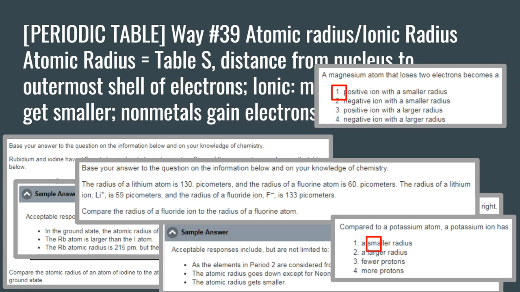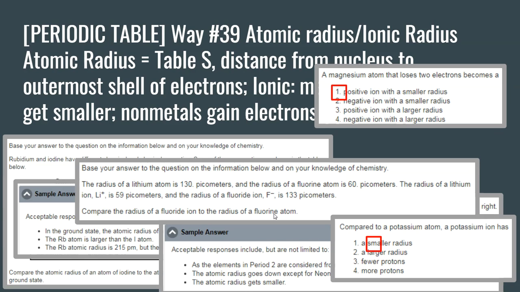The radius of a lithium atom is 130 picometers, and the radius of a fluorine atom is 60 picometers. The radius of a lithium ion, Li plus, is 59 picometers, and the radius of a fluoride ion, F minus, is 133 picometers. Compare the radius of a fluoride ion to the radius of a fluorine atom. For this problem, it's asking you to compare the ionic radius of fluoride to the neutral atomic radius of fluorine.